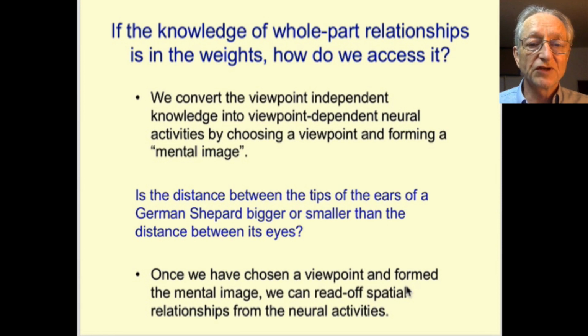So one question is, if the knowledge of whole-part relationships is in the weights, how do we access it? What I believe is that we convert viewpoint-independent knowledge into viewpoint-dependent neural activities by choosing a viewpoint and forming a mental image. So if I ask you, is the distance between the tips of the ears of a German Shepherd bigger or smaller than the distance between its eyes? You'll form a mental image of the head of a German Shepherd, and then you'll read the comparative differences off from that mental image.